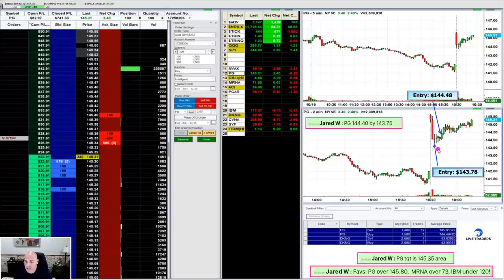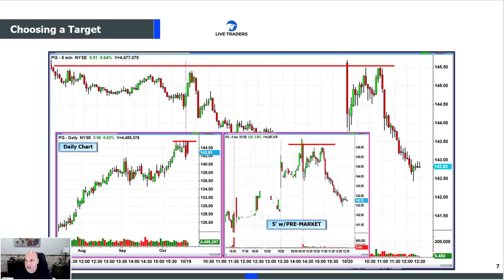The stop was the low of the day. Notes, PG target, 145.35. Why? Because it's the high of the day or close to it. It's also that 1R area, but it's also close to the high of the day. So that's important to understand because if we go back, I don't think you can expect PG just to rip through 145.50. It proved several times that this is a significant area where sellers enjoy coming in.